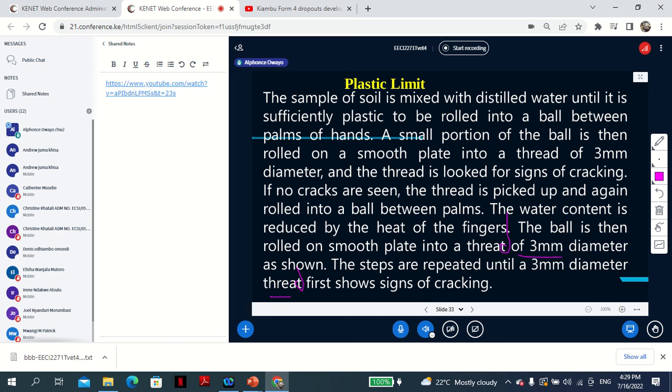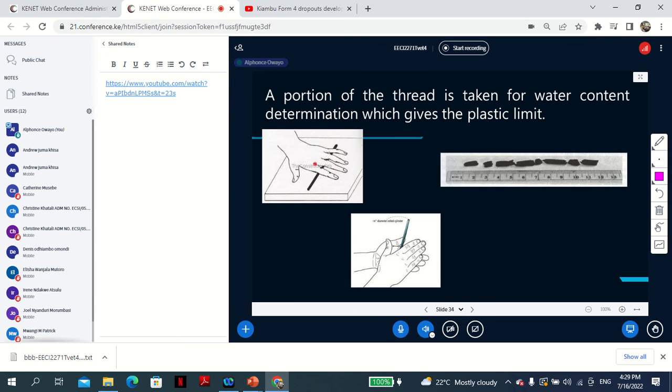first shows signs of cracking. It's going to get clearer here. Yes, this is what you try to do. You try to play like in kindergarten. So you roll like this, and then the plastic limit will be very clear when it starts to crack like this.